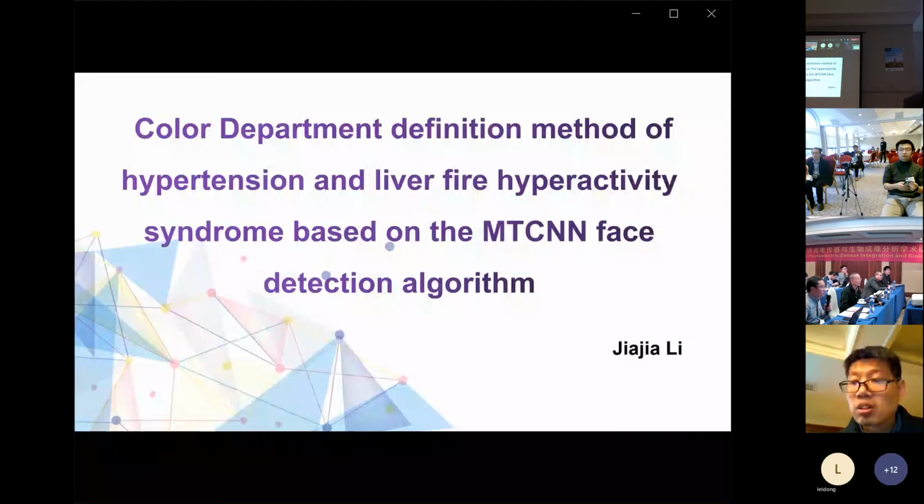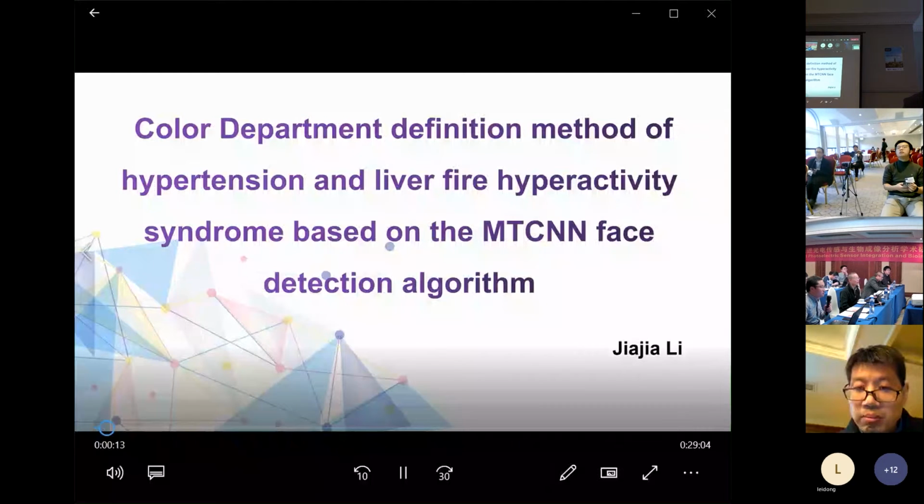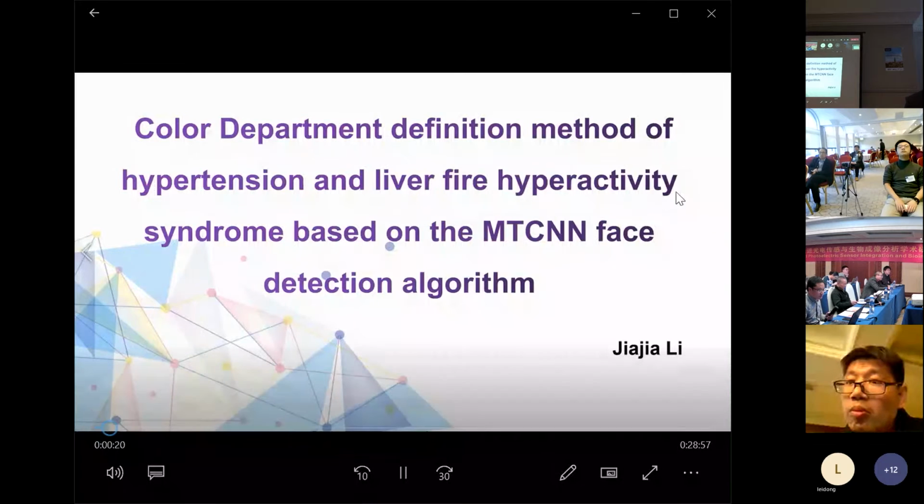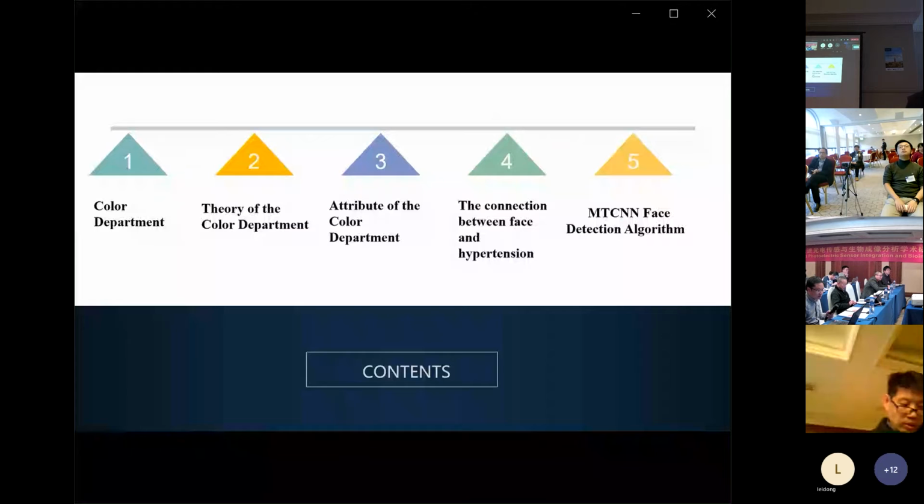Tonight I will share my research, which is the color department definition method of hypertension and liver fire hyperactivity control based on the MTCNN face detection algorithm. I will introduce this subject from the following five parts: color department, theory of color department, attribute of the color department, the connection between face and hypertension, and the MTCNN face detection algorithm.